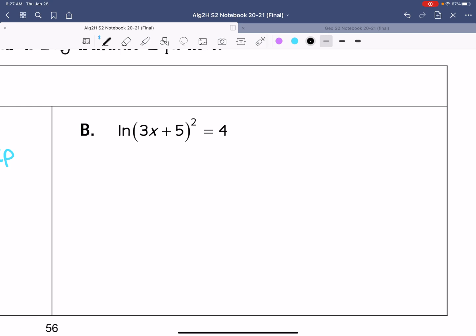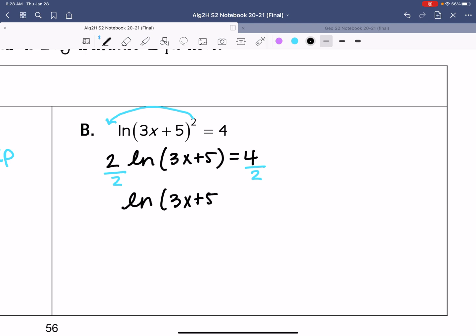Okay, so for this guy, we want to go ahead, isolate where the x is. The first thing you're going to want to do with this is, because it's being squared, we're going to bring down the square in front using that power property. That's going to allow me to get rid of that squared by dividing each side by that number. So we're going to have 2 natural log of 3x plus 5 equals 4. So we're trying to isolate that natural log of 3x plus 5. So now that that 2 is in front, I can easily divide each side by 2. So now I have natural log of 3x plus 5 equals 2.